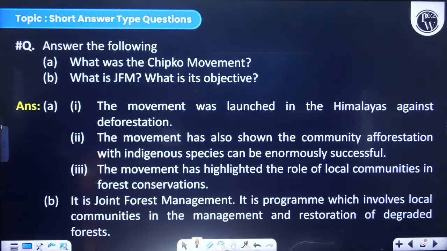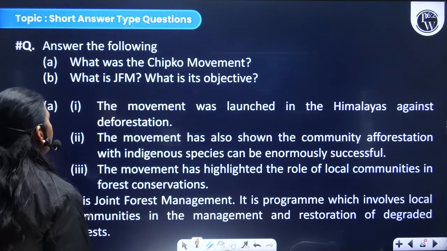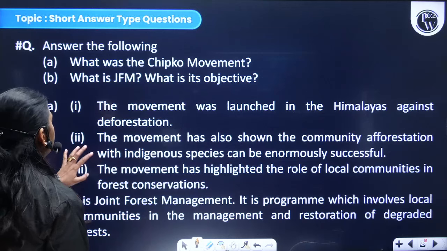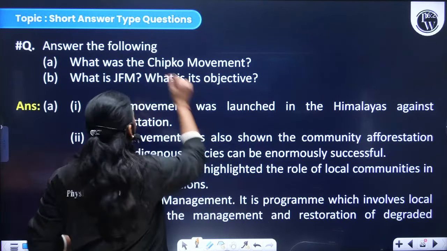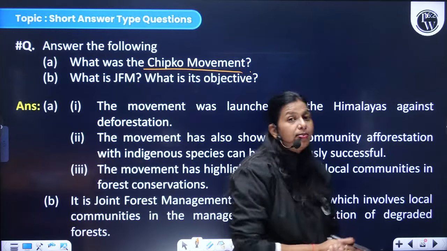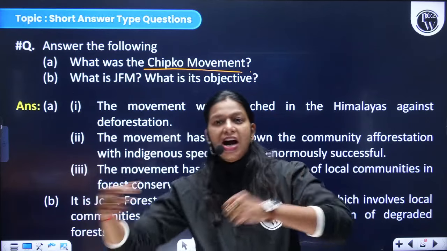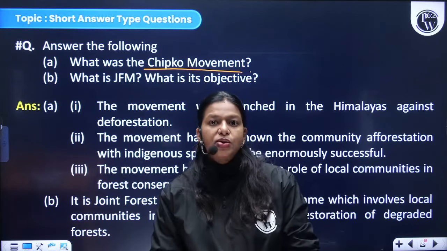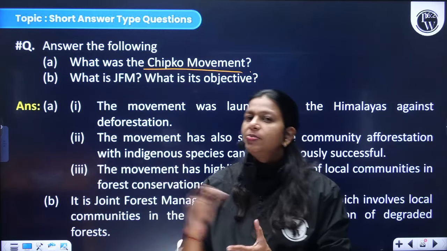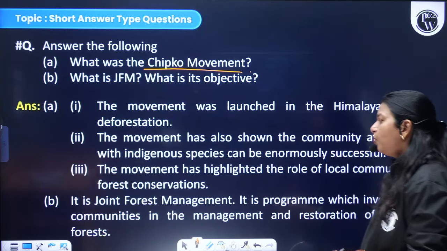What was the Chipko movement? What is JFM and what is its objective? The movement was launched in the Himalayas against deforestation. The leader of the movement was Sundarlal Bahuguna. In this movement, people from the forest came out and hugged the trees to make sure that those who had come to cut the forest and use it for commercial purposes could not do it. And it was a very successful movement.